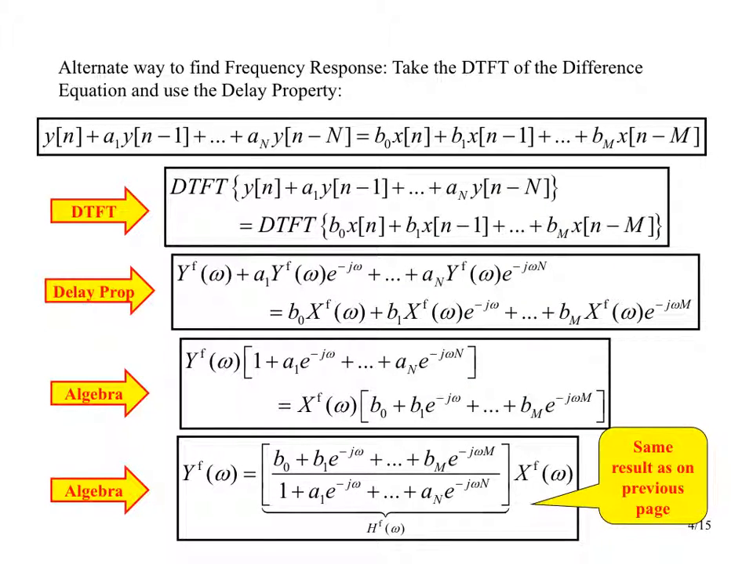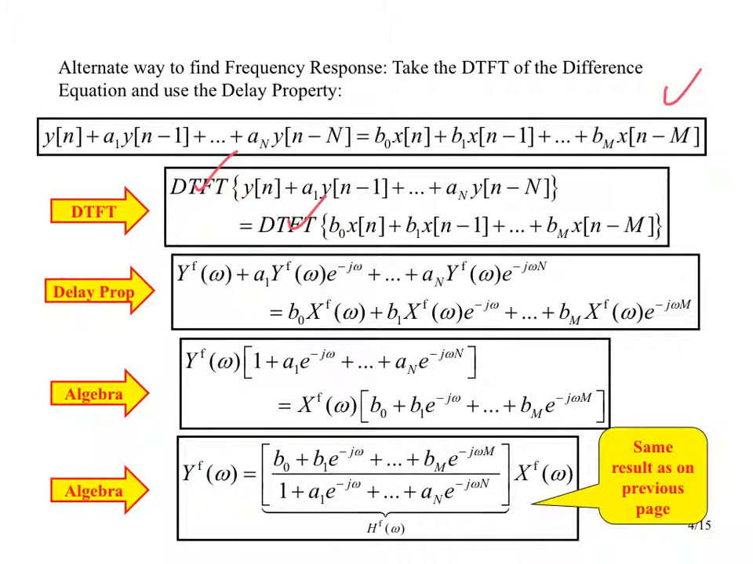Here's an alternate way to find the frequency response that's a little more general. The previous way we just looked at, we had to kind of hypothesize what the structure was, but we can use the delay property of the DTFT. So we start with our difference equation, and we basically say, all right, take the DTFT of both sides. Since they're equal, we should still have equality. So here we're just showing, symbolically, take the DTFT of that.